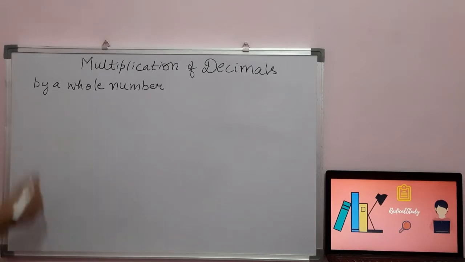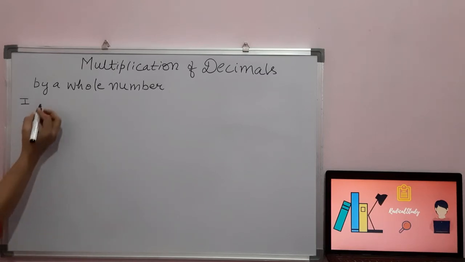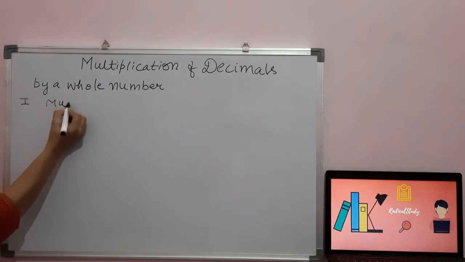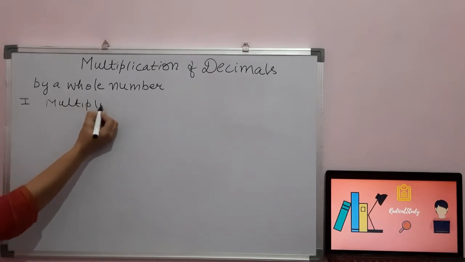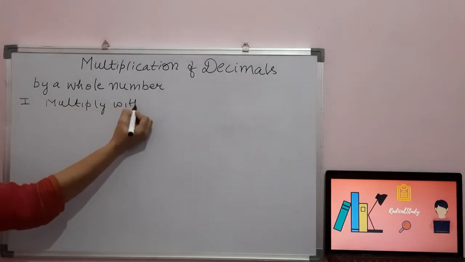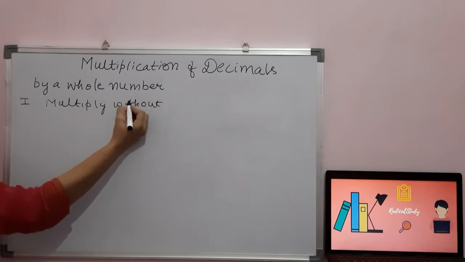So the first step which we need to follow is multiply without the decimal point. पहले हम क्या करेंगे, बिना डेसिमल पॉइंट के मल्टीप्लाई करेंगे. Multiply without decimal point.